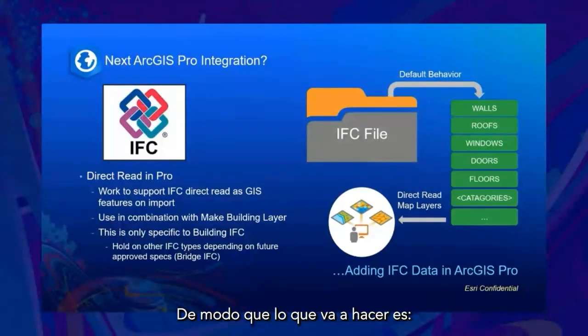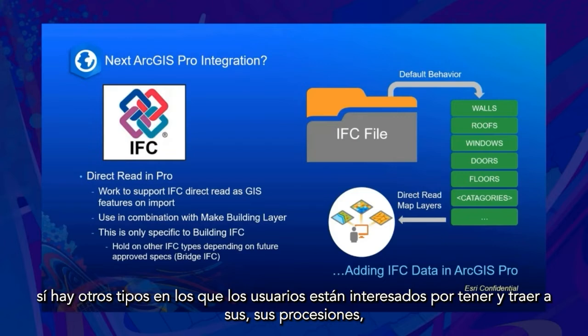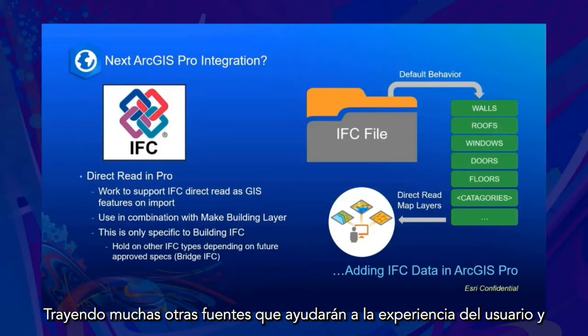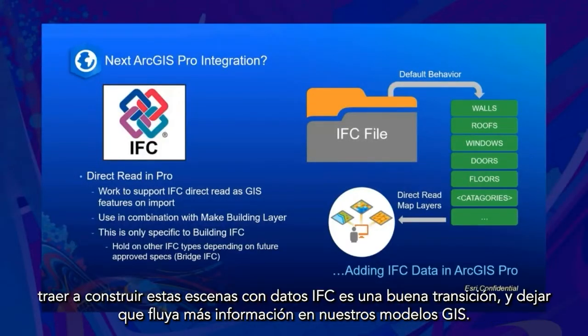What that's going to do is, if there are other types that users are interested in bringing into their Pro sessions, let's say DGN or files from Vectorworks, they can bring in a lot of other sources, and we will help the user experience and build these scenes with IFC data. It's a nice transition, letting more information flow into our GIS models.